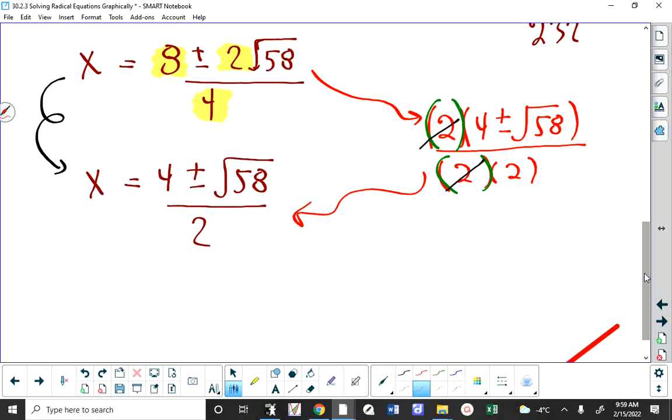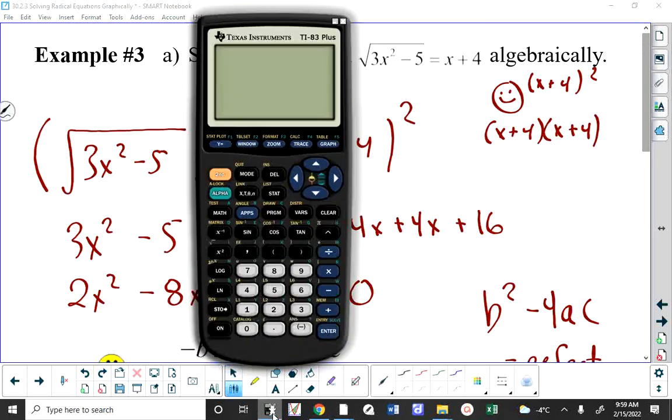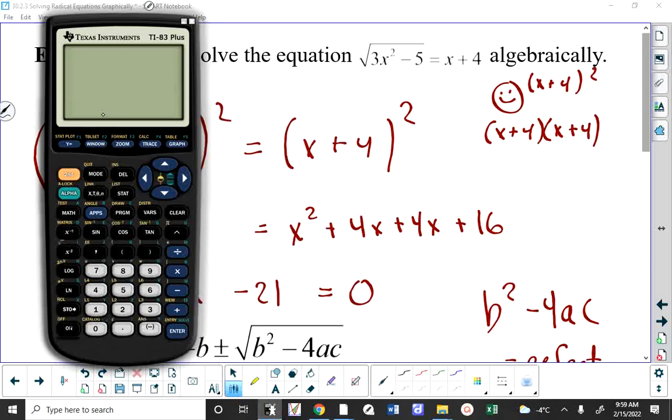Let's solve this graphically. Here's a nice way you can check to see if there are any extraneous roots. Let's solve this graphically. I'm going to go with the y1, y2 method if you don't mind. Well, that's not a question. I'm going to go with the y1, y2 method. So the first one is the square root of 3x squared minus 5. The second one is x plus 4.